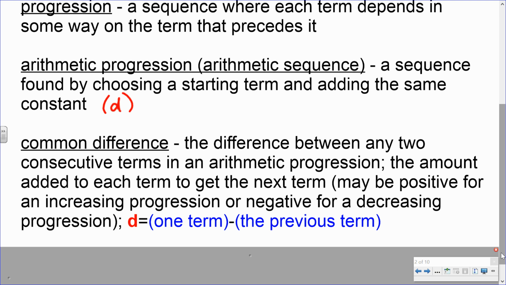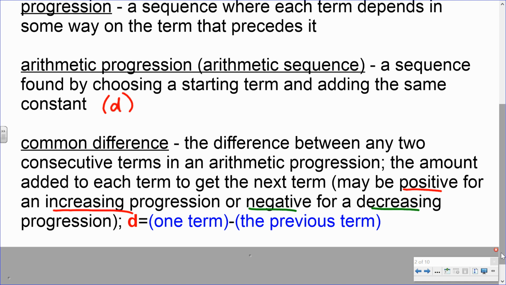So as we observed in the examples I had on that first slide, if we add a positive, then our progression is going to be increasing. If we add a negative, we'll get a decreasing progression.